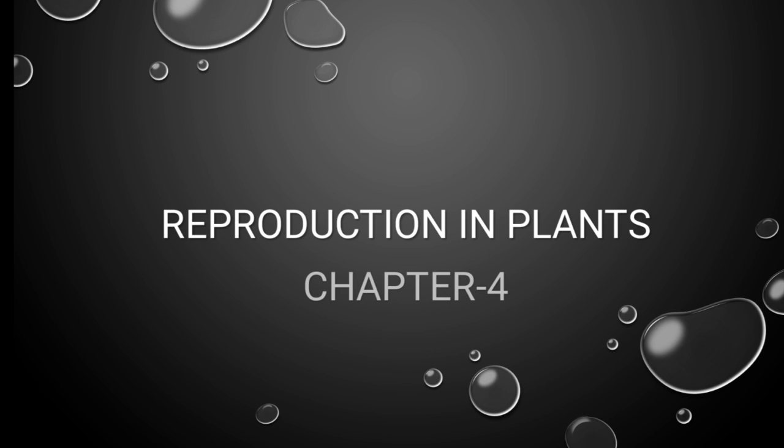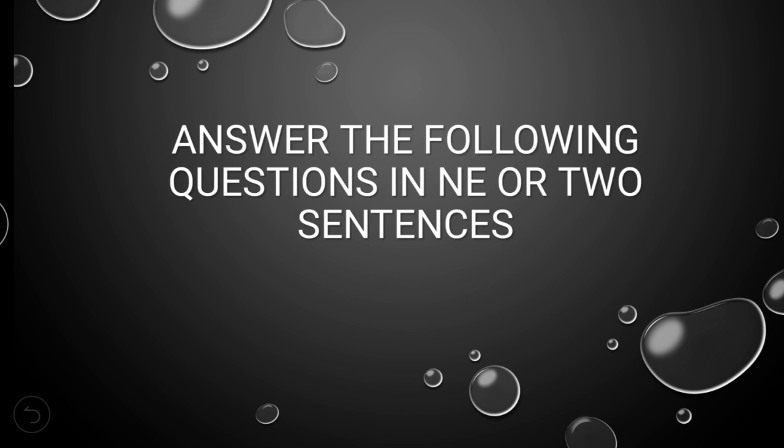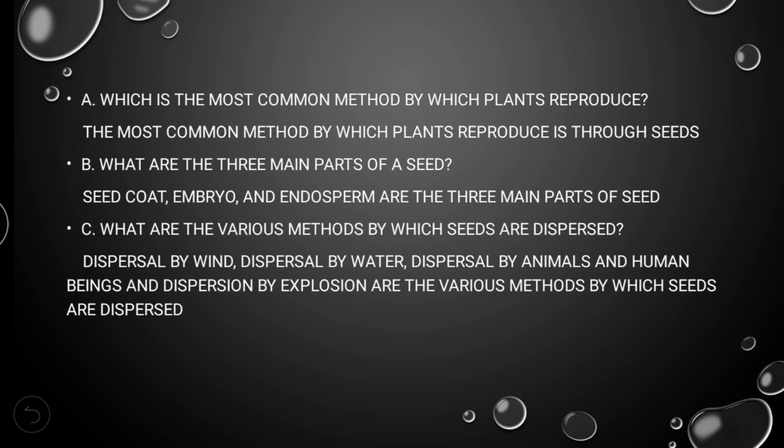Now we are going to read and learn the question answers in chapter 4. Okay, my dear children, we begin the class. First, answer the following questions in 1 or 2 sentences. Which is the most common method by which plants reproduce? The most common method by which plants reproduce is through seeds.